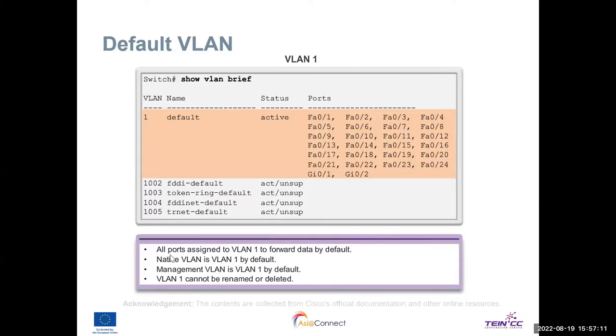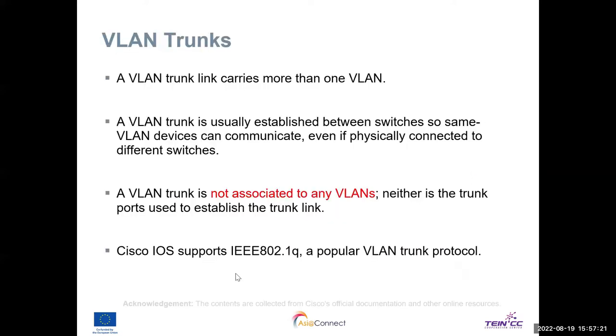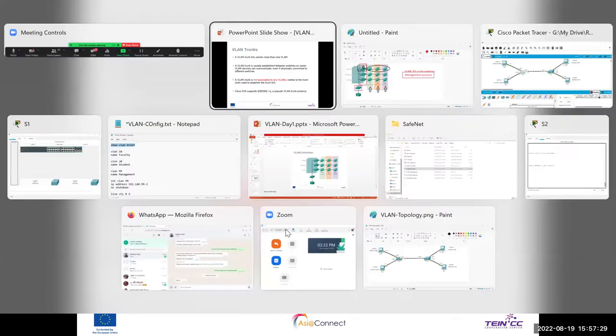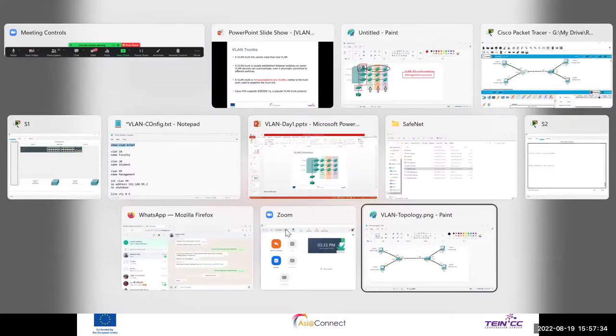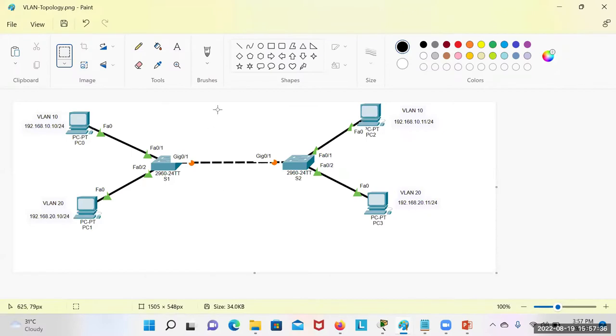So this is what we have seen. All ports initially are assigned to VLAN 1. By default, native VLAN is normally 1. Management VLAN is also by default 1, but we can change the management VLAN, I'll explain. There is another thing. We can have access VLAN, and we can have data VLAN. So let me show you this figure. Let me explain this figure. Okay, so you see this figure.